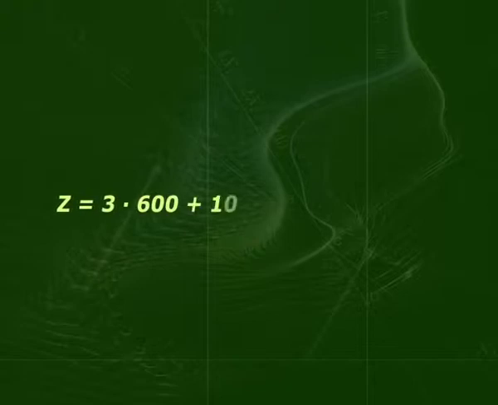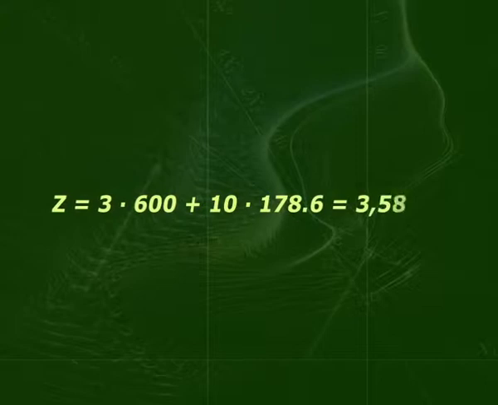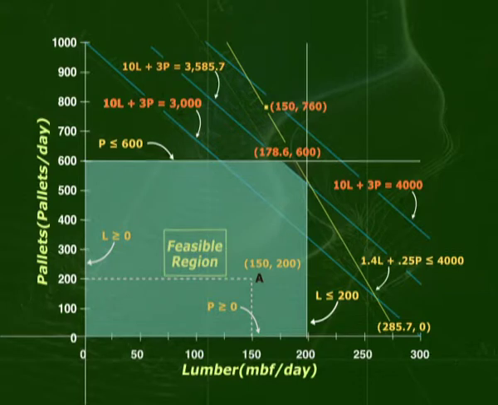In other words, the production strategy that will result in the highest daily net revenue is to produce 600 pallets and 178.6 MBF of lumber per day. The best value of the objective function is obtained by plugging the values of the variables at this corner into the objective function. Z is equal to 3 into 600 plus 10 into 178.6, which gives us 3585.7. The daily net revenue with this production strategy will therefore be rupees 3585.70. This value of the objective function, 3585.70, gives a line that just touches the feasible region at the point 178.6, 600. This line is shown in the figure on the screen.